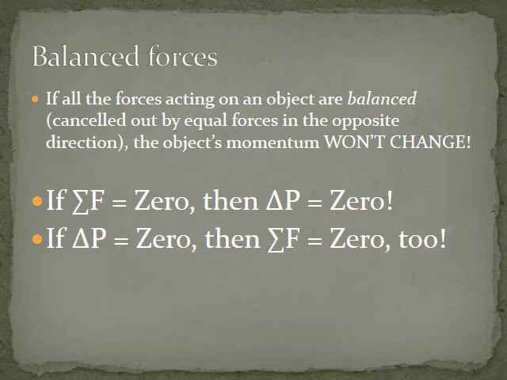You can also look at the flip side of this coin. If you have an object that you know has no delta P, so an object that's moving at a constant velocity, like a train going down the track, for example, at a speed of 100 meters per second, that means that sigma F for that train is 0 as well. So all the forces on that train moving at 100 meters per second must be balanced out.